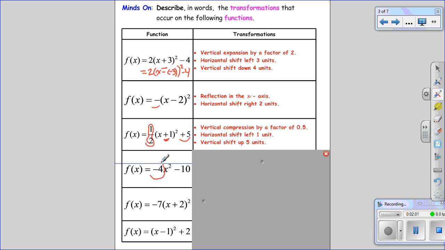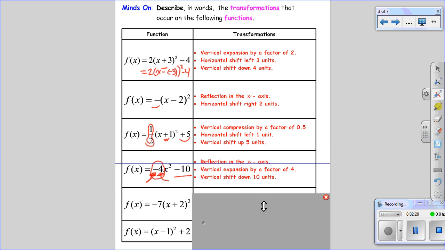f of x is negative 4 times x squared. That negative 4 tells us 2 different transformations. First, it tells us a reflection in the x-axis because of the negative, and then it tells us a vertical expansion by a factor of 4 because 4 is bigger than 1. The negative 10 is after I've squared it all and multiplied by negative 4, so it's tagged onto the end and it's affecting y values, so everything shifts down 10 units.